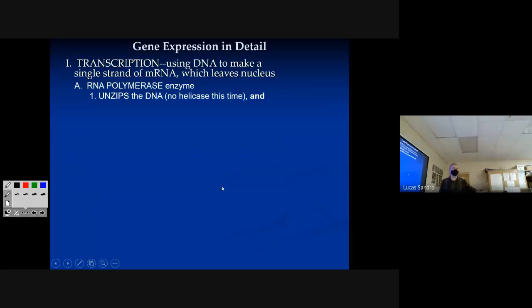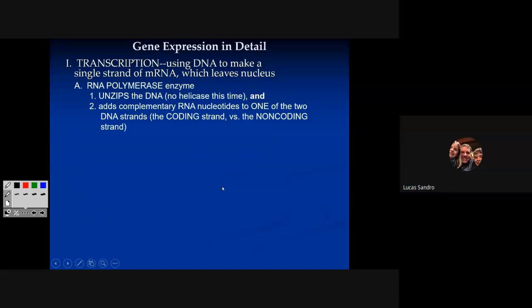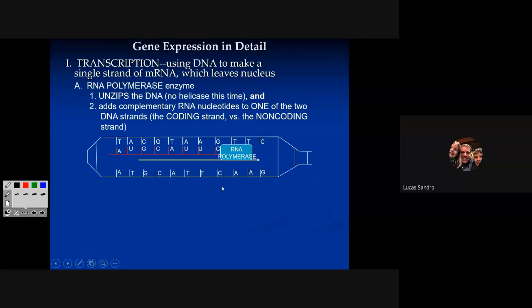Not to be confused with DNA polymerase. But RNA polymerase has its own little kind of helicase part to it. So there's no separate helicase this time. RNA polymerase does the unzipping and does the adding of complementary RNA, except in this case, only on one strand, not the other. Basically, what it's doing is unzipping the DNA on its front end, adding RNA to the strand it's on in the middle, and rezipping the DNA on the back end. So there's drawing number one.